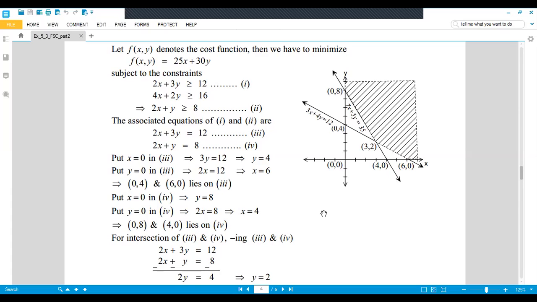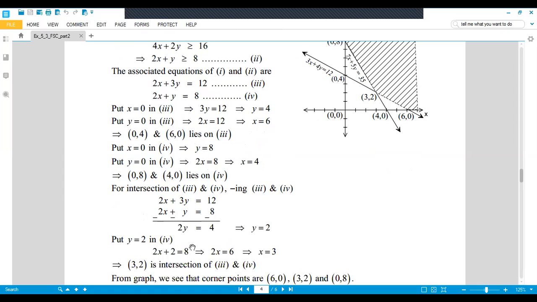If you check, both the lines intersect each other at this point. To find this point, what will we do? We solve these two equations. For the point of intersection, we get it by subtracting equations 3 and 4. When we subtract 3 and 4, we get the point of intersection like this: (3, 2) is the point of intersection.